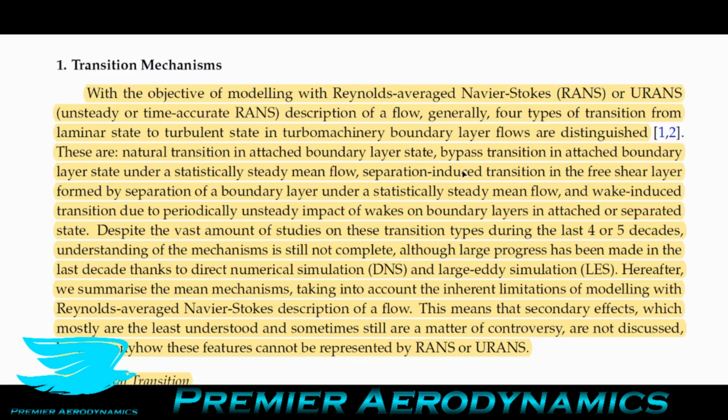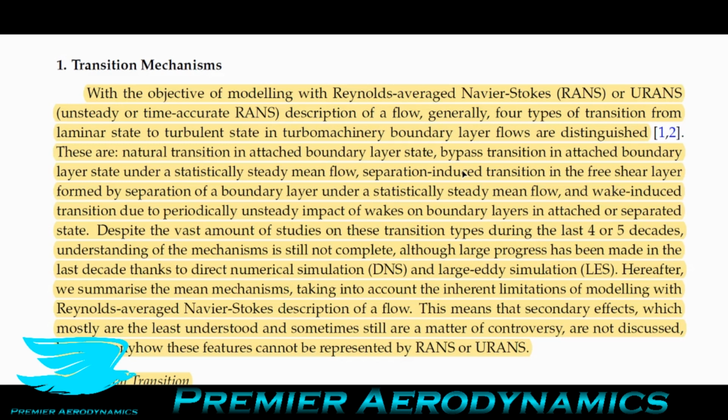These four general types of transition from laminar to turbulence are natural transition in attached boundary layer states, bypass transition in attached boundary layer states under a statistically steady mean flow, separation-induced transition in the free shear layer formed by separation of a boundary layer under a statistically steady mean flow, and the fourth way is wake-induced transition due to periodically unsteady impacts of wakes on boundary layers in attached or separated states. Let me just cover this briefly again.